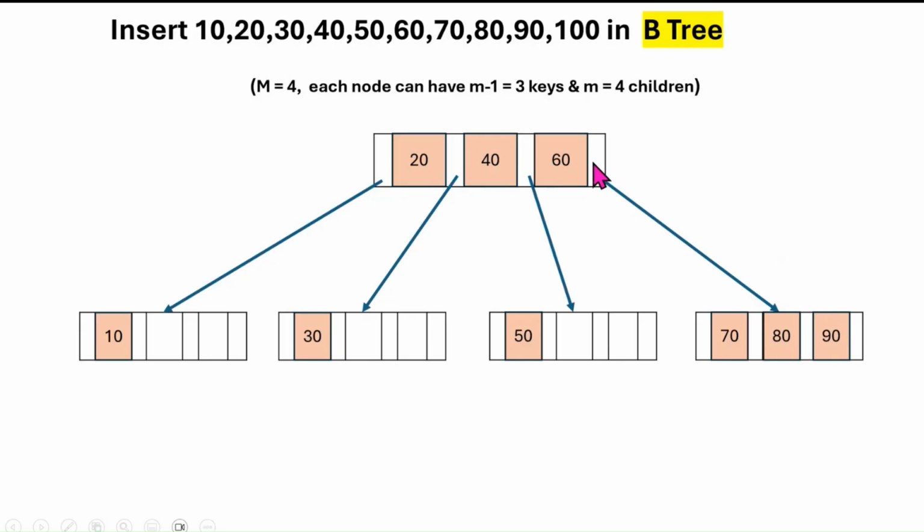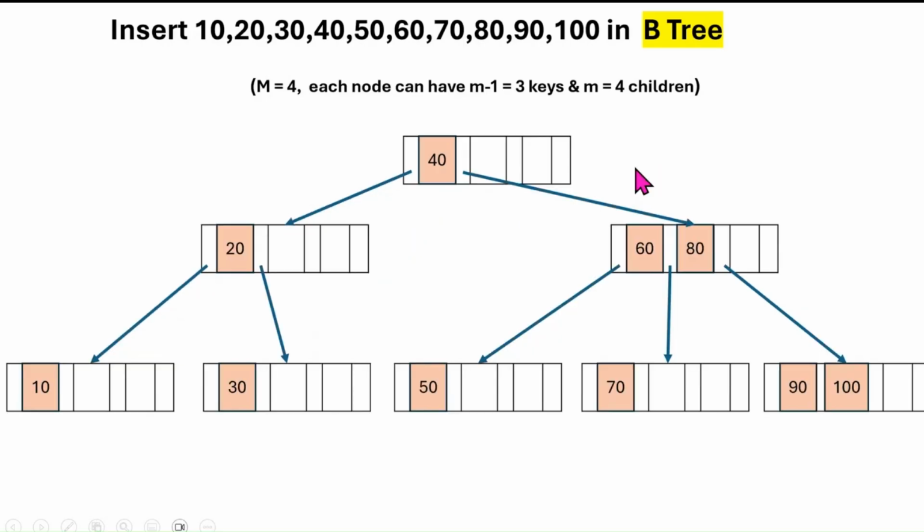Now when 80 goes here, this is also full, right? So that will also get split up. 20, 40, 60 and 80. What is the median? The median is 40. So it will be split, 40 will be promoted and a new root will be created. And 20 will become the left child of 40, and 60 and 80 will become the right child of 40. So it will look like this. We can see the structure of the tree is balanced compared to what we see in just an M-way search tree. So this is a balanced M-way search tree, which is a B tree.